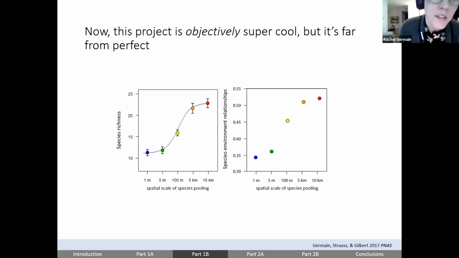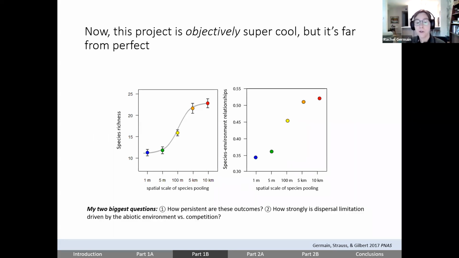Okay. So this project is really cool, but it's far from perfect. And there's a few things I want to do next. The first is test how persistent these outcomes are. We have repeated this study for 3 years and shown that it is persistent, but there's a lot of really cool things we can actually do at looking at new colonization events and extinction events. And I have a student, Jessica, who's working on this right now.